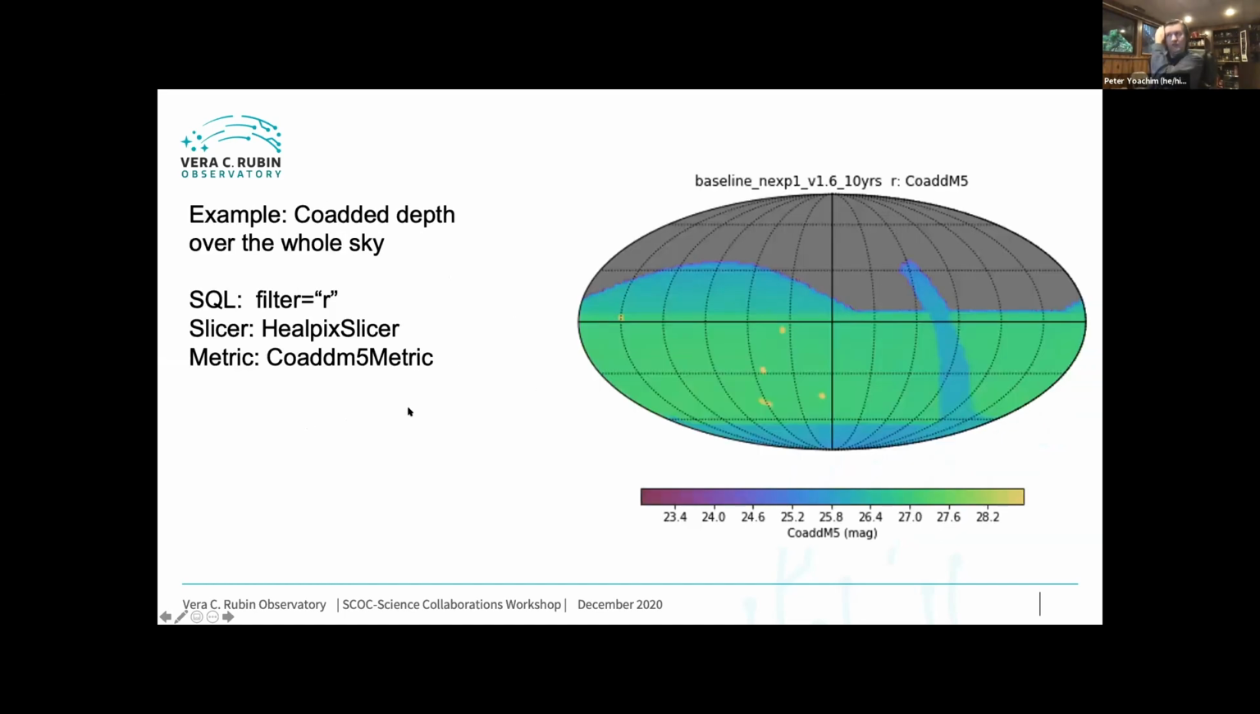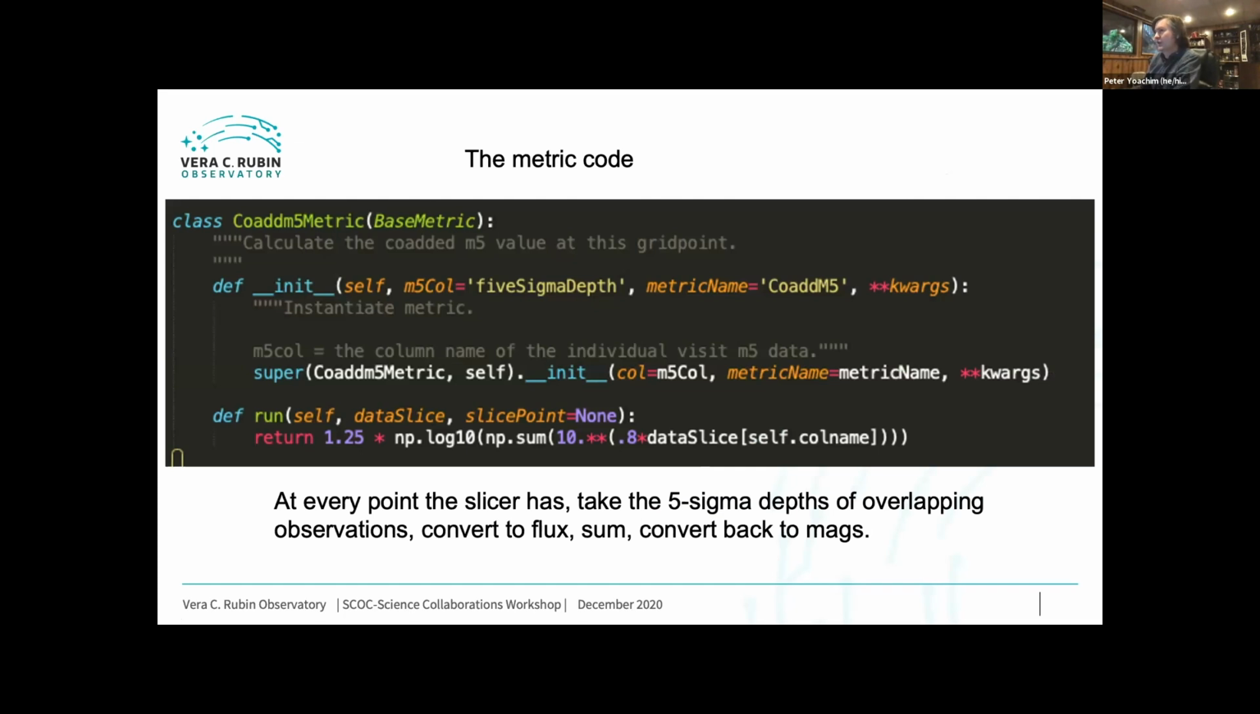So let me just go through here for co-added depth. The SQL command is give me the r-band filter. The slicer is a HEALPix slicer. We use the centers of HEALPixels as a grid on the sky to analyze the co-added depth. And we have a co-added depth metric. The co-added depth metric code looks like this. And so this can be expanded to compute whatever you want.